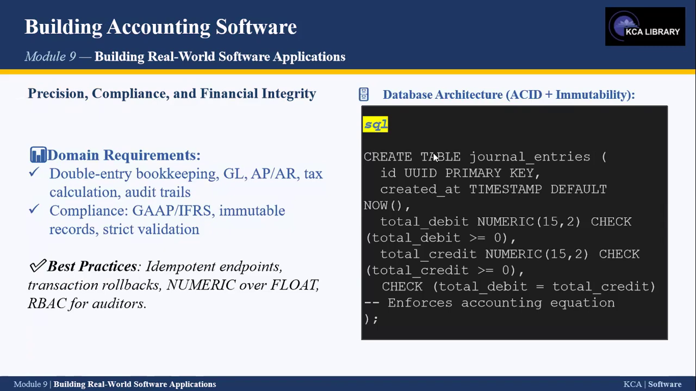Accounting software demands precision, compliance, and financial integrity. Core domain requirements for accounting software include double-entry bookkeeping, general ledger, accounts payable and receivable, tax calculation, and audit trails, compliance with GAAP or IFRS. Database example: enforcing the accounting equation using SQL.